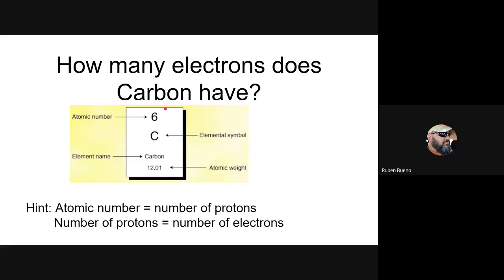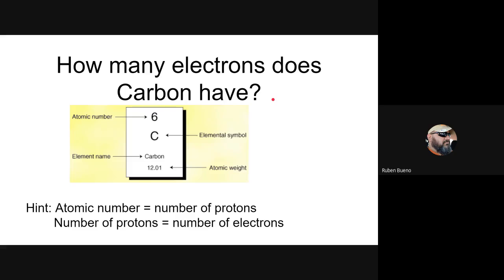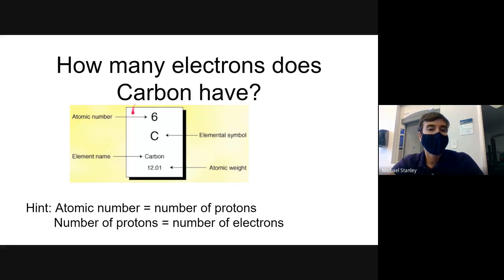6. And Mr. Bueno, how did you know that carbon had 6 electrons? The atomic number. Precisely. Carbon has an atomic number of 6, which means that carbon has 6 protons. And like I was just saying, if carbon has 6 protons, that means it also has to have 6 electrons. So it's a neutral atom. It's balanced with its proton and electron numbers. And so if there's 6 protons, there has to be 6 electrons.